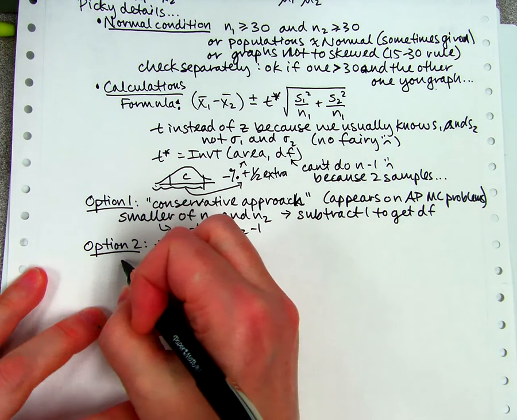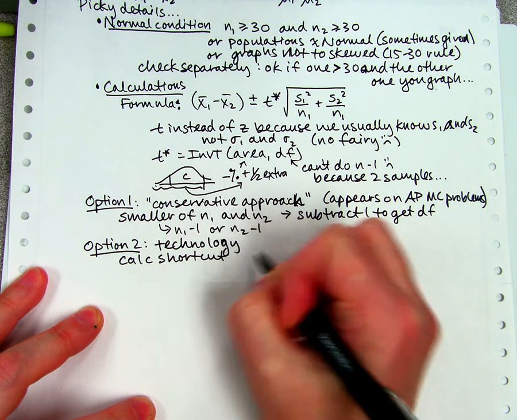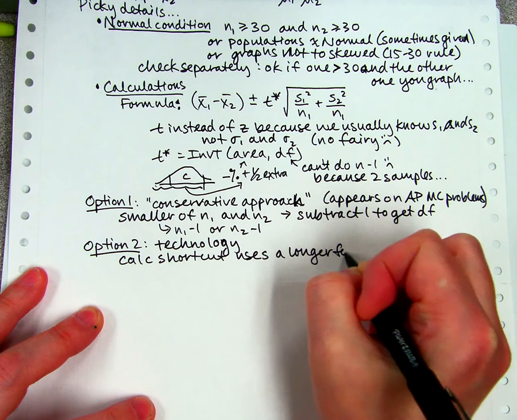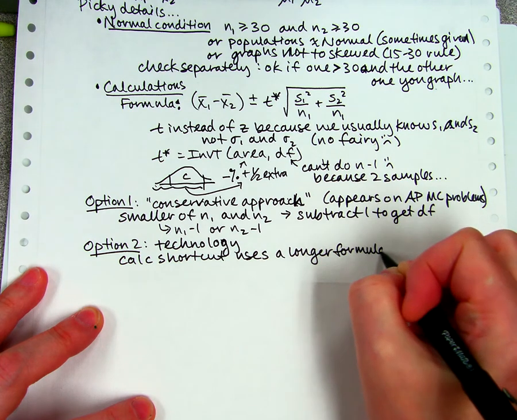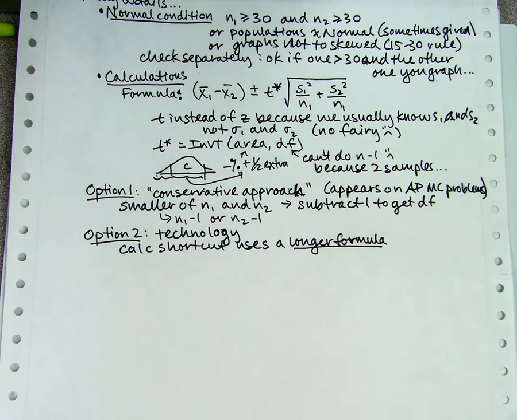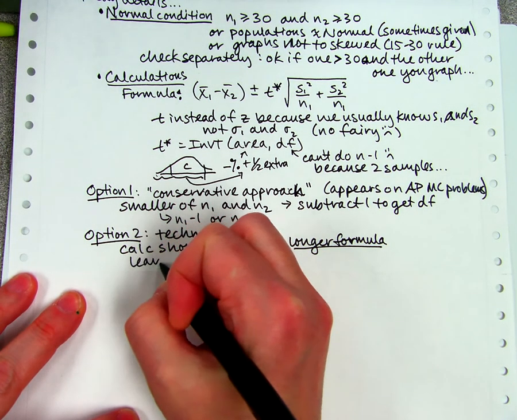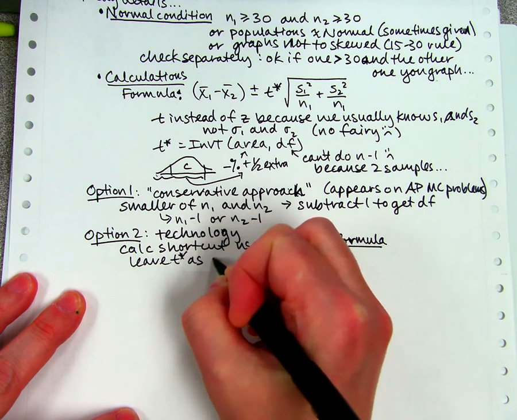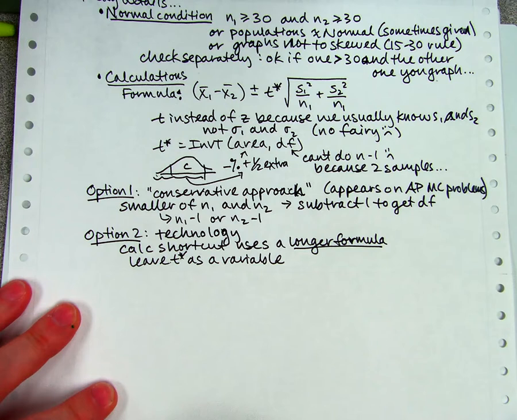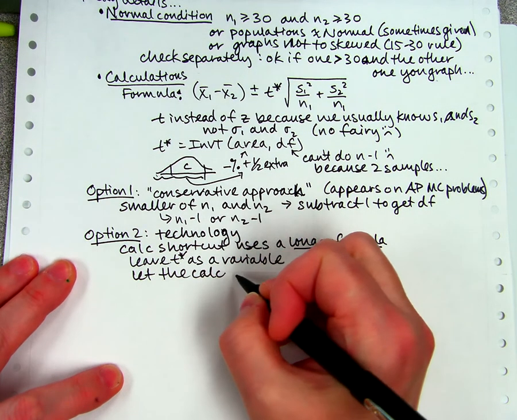So if you have a graphing calculator, there's a calculator shortcut, of course, that uses a much longer and uglier formula. And I kind of hesitate to tell you that formula because I don't want you to feel like you should do it the long way. That longer formula, if you're totally curious, let me know and I'll show it to you. But basically what you would do is leave T star as a variable in your formula. Don't even fill it in. Plug in all the other numbers and let the calculator do the rest. And I would recommend you do that if you have a graphing calculator.